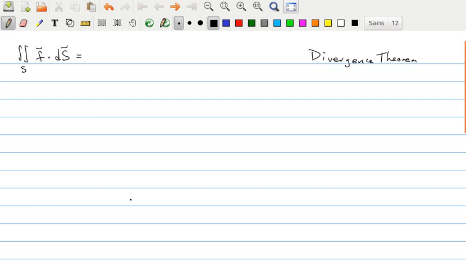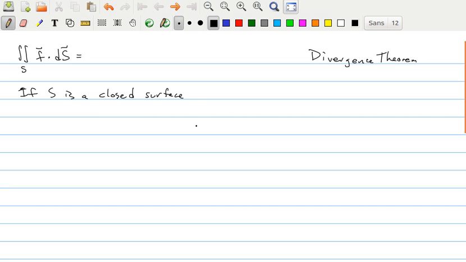So what this says is that if we've got the flux through the surface S, and if S is a closed surface. Now, closed means there's no hole in it. I can't get from the inside to the outside. We'll see some examples of surfaces that are closed and that are not closed.